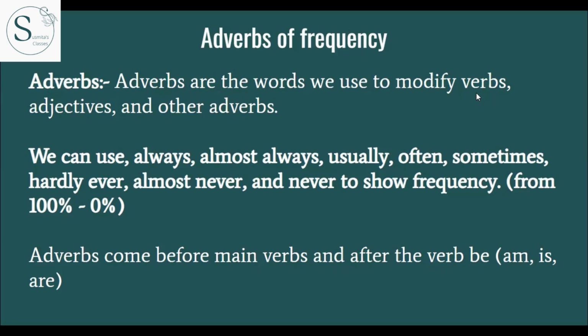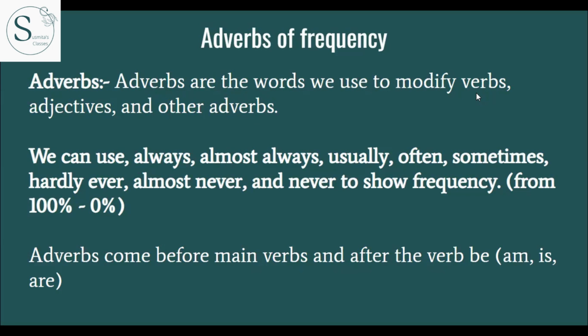So now what do we mean when we say adverbs of frequency? Frequency means how many times something is happening. That's what we are trying to say. So we can use words like always, almost always, usually, often, sometimes, hardly ever, almost never, and never to show frequency, from 100% to 0%.